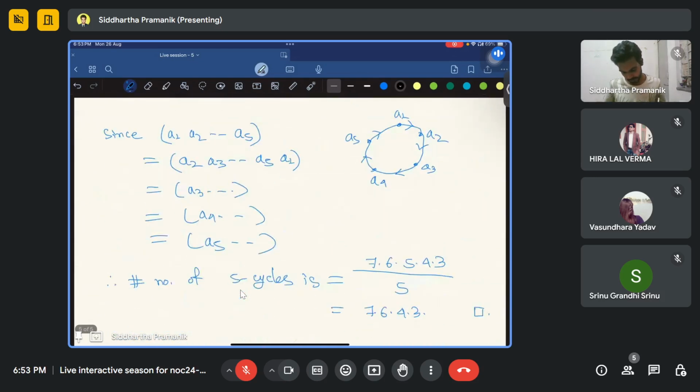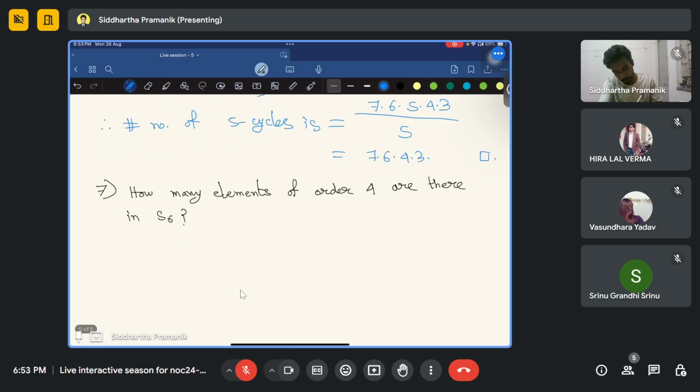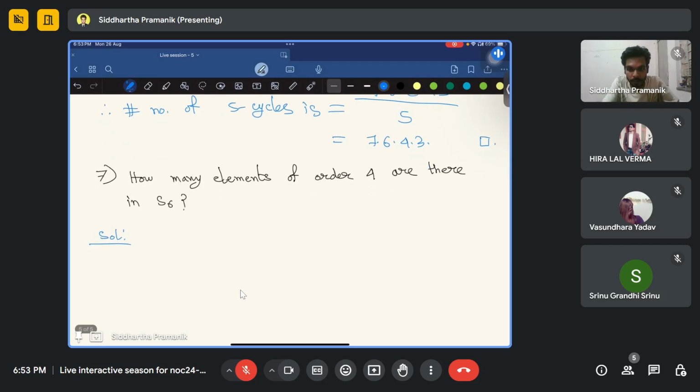So let's see a similar problem of this type. How many elements of order 4 are there in S6? Can you quickly try it and give me an answer? Let's try for a few minutes.